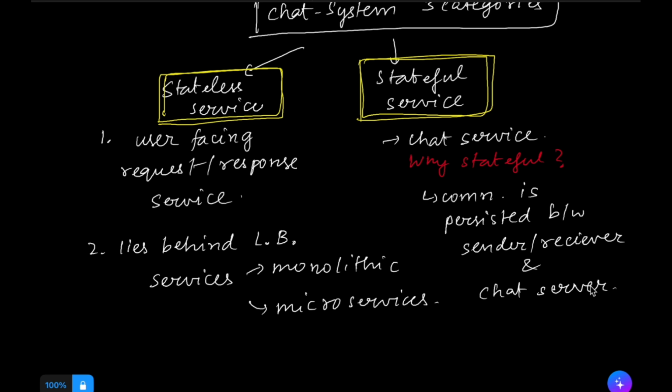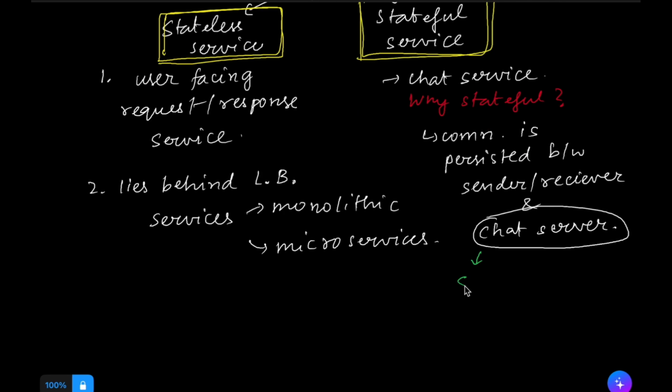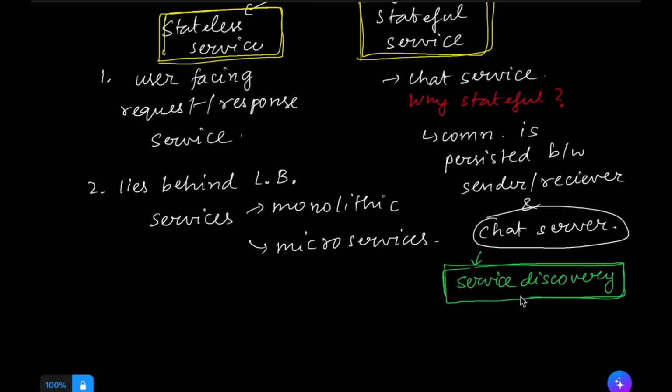To select the particular chat servers, we use a service called service discovery. We will be looking into this in detail in our deep design dive video, so in the next video. It coordinates closely with the chat service to avoid server overloading.